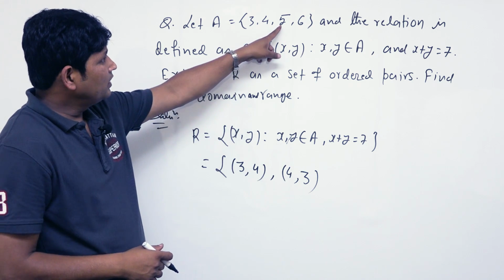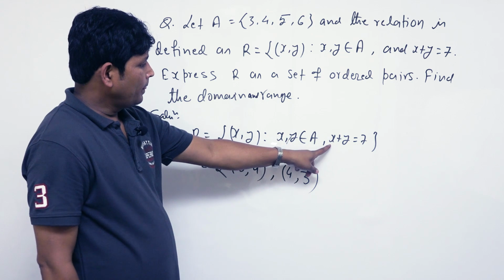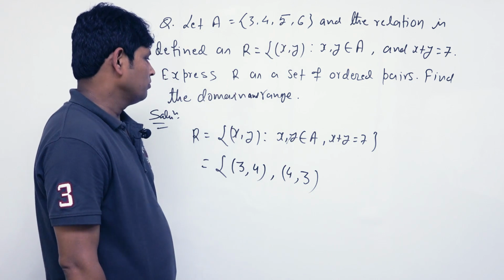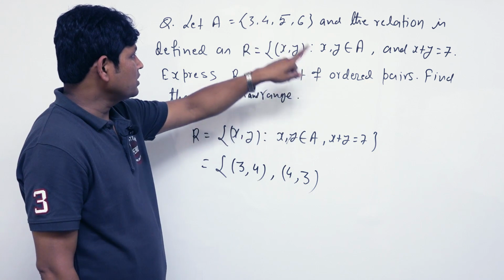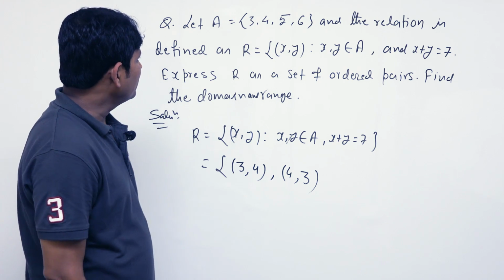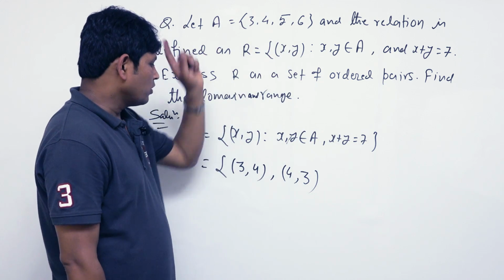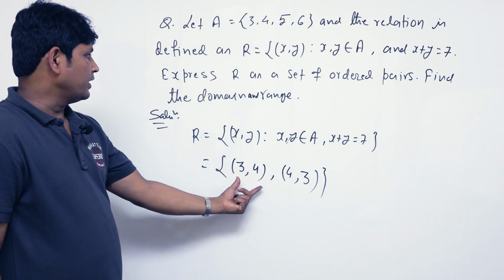Now can I take another element or not? If I take 5, the value of y will be 2. Is 2 anywhere there? No. So we can't take 5, because 5 has no relations with the set elements of A. For 6, y is 1, which is also not there. So only that much. This is the type of relation we can find here.